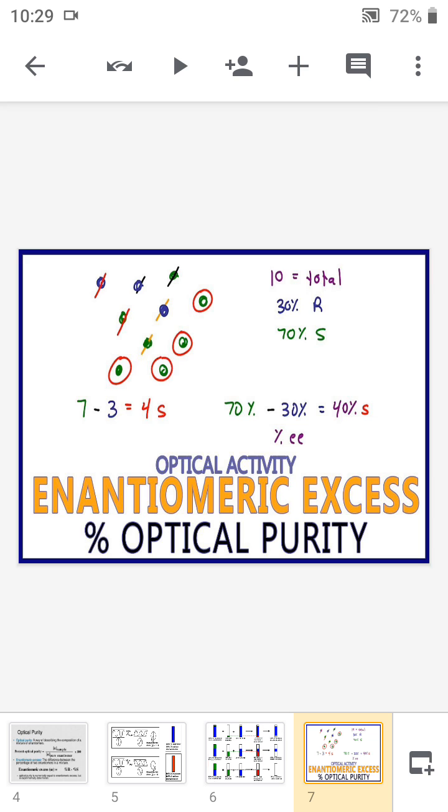Now another example. In this mixture we have 70% R and 30% S. How will we measure the enantiomeric excess? Simple, enantiomeric excess EE is equal to 70 minus 30, that is equal to 40%. So I hope that you understood the concept.